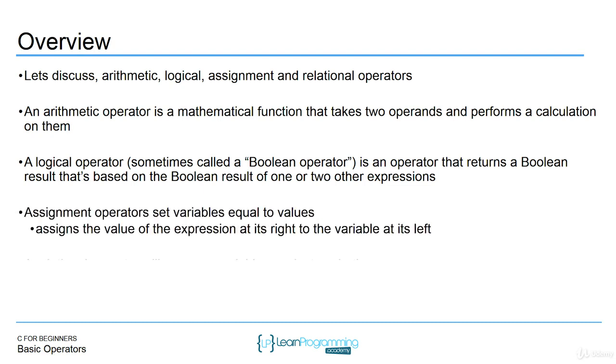An assignment operator just sets variables equal to values. It assigns the value of the expression at its right to the variable at its left. So it's a right operand and a left operand. Again, it's infix. And then a relational operator will compare variables against each other. So this is a comparison type operator, less than and greater than. But let's go over each one of them because there are many different operators. C supports a super rich set.